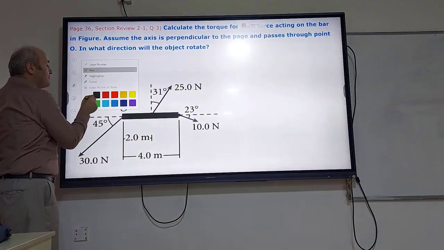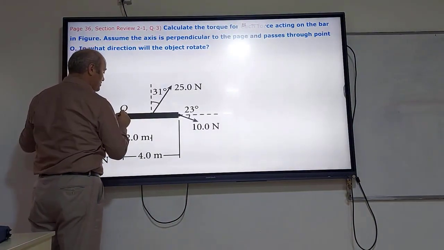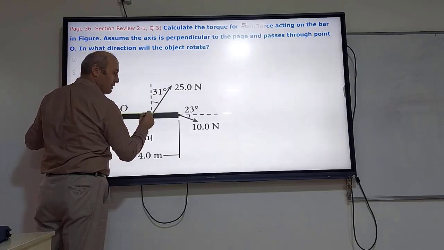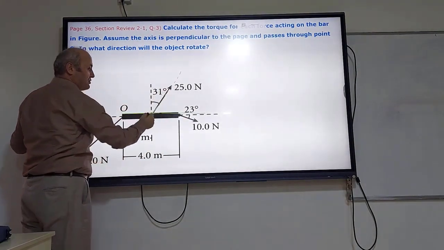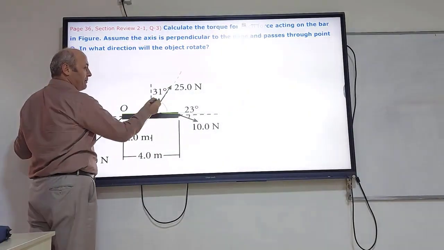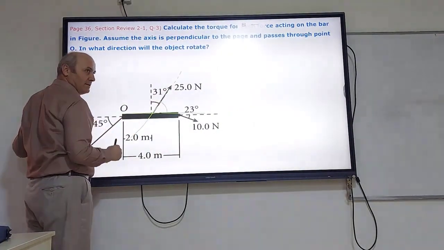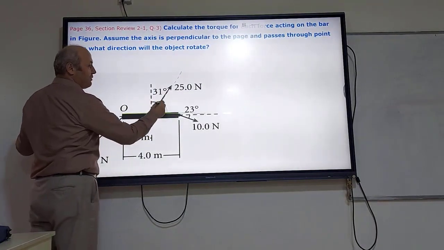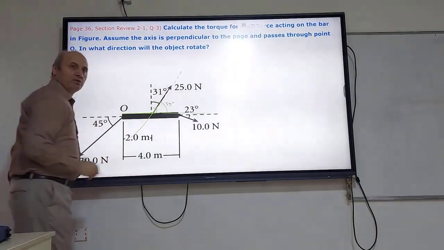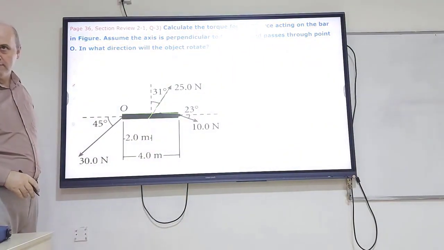Okay, first, draw a line along the distance. This is distance. Draw a line along the force. This is the force line. Take the angle between them. Not that. This angle is 90. One of them is horizontal, the other one is vertical. 90 minus 31 is 59 degrees. We are going to use 59 degrees for this.